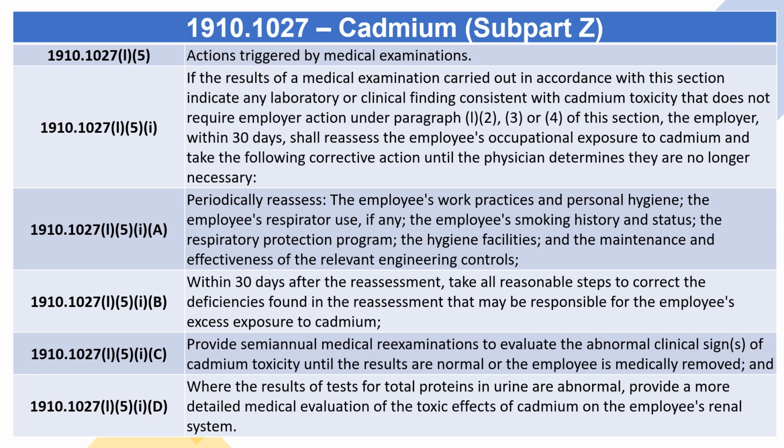Within 30 days after the reassessment, take all reasonable steps to correct the deficiencies found in the reassessment that may be responsible for the employee's excess exposure to cadmium. Provide semi-annual medical re-examinations to evaluate the abnormal clinical signs of cadmium toxicity until the results are normal or the employee is medically removed. And where the results of tests for total proteins in urine are abnormal, provide a more detailed medical evaluation of the toxic effects of cadmium on the employee's renal system.